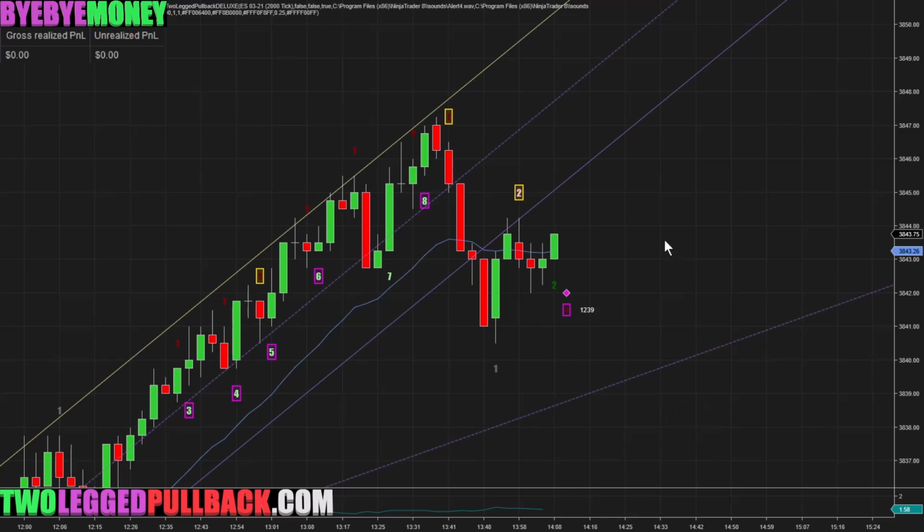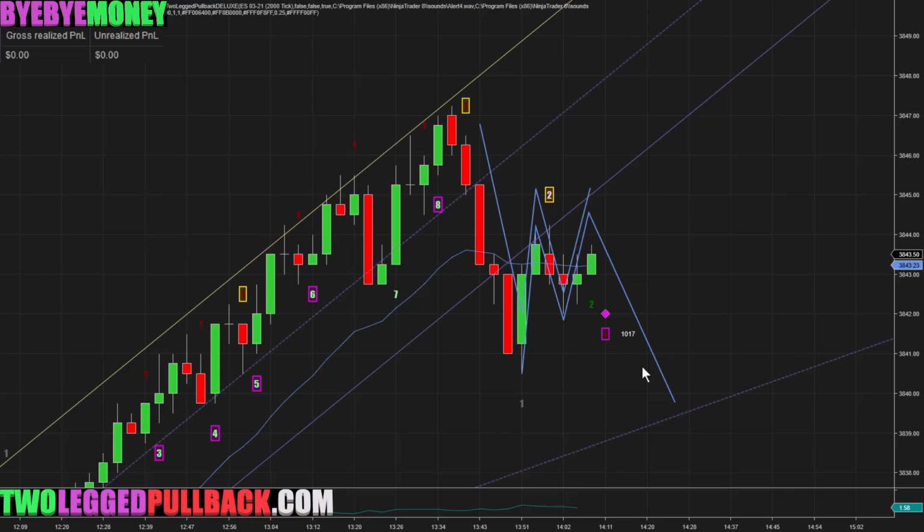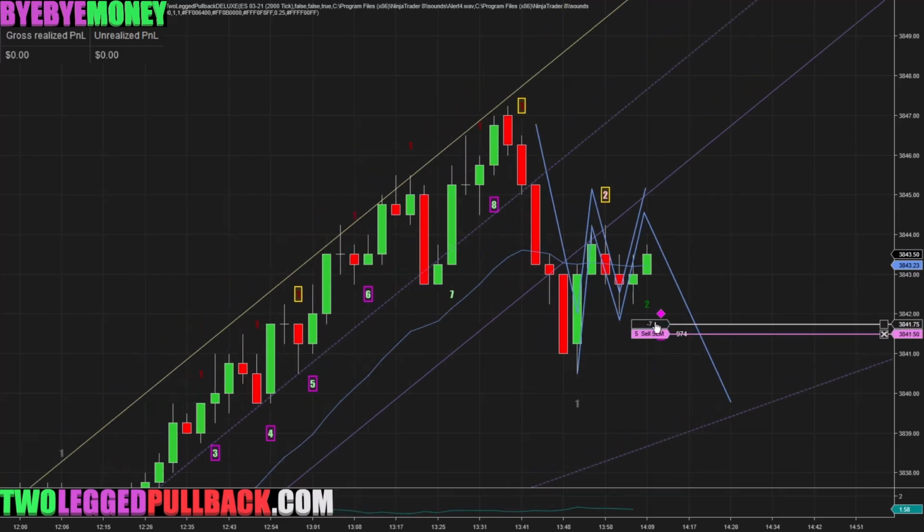So we have this here, this two-legged pullback, A, B, C. We want to enter short here in the second entry, but it's also a failed second entry long potentially, because you had this A, B, C, A, and this A leg is currently failing to make a point. So you have a failed second entry long plus a second entry short here, waiting on the other side.